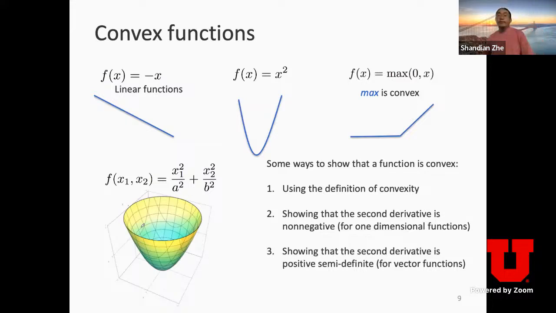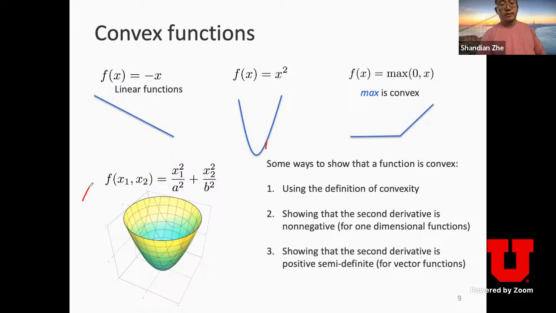So, several commonly used types of convex functions. First, all the linear functions are convex functions. You can show this by yourself, to deepen your understanding of the concept of a convex function. Quadratic functions are convex, typically like this one. And also the max between 0 and a linear function is convex.